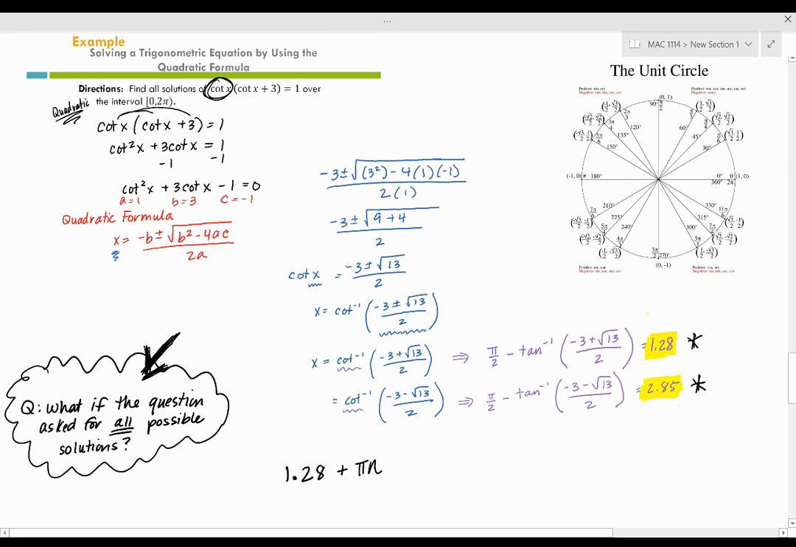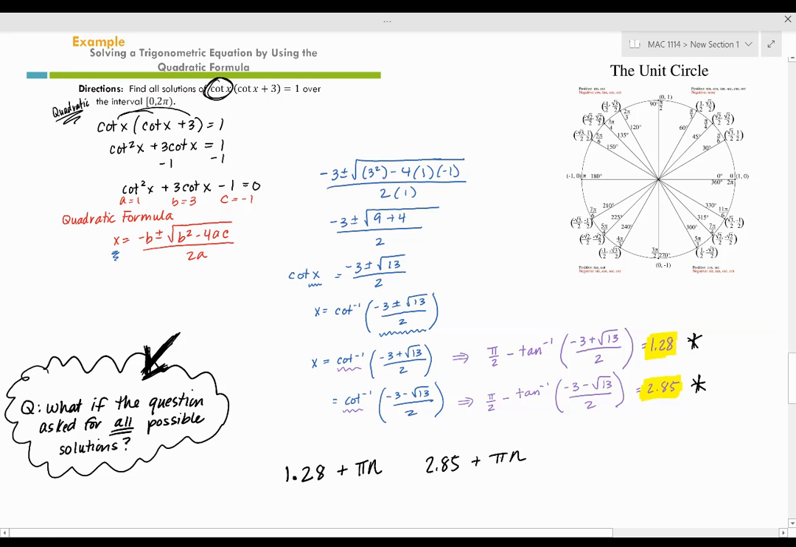That will give me every solution that falls in the same position as 1.28 on the unit circle every time I go around the period of that trig function. Okay. Now, the other answer would be 2.85 plus pi n. So all I have to do is add the period of the trig function in question to my answer. So now that these are written in expressions, they give me every single possible answer that I could have for this problem without being confined to an interval.